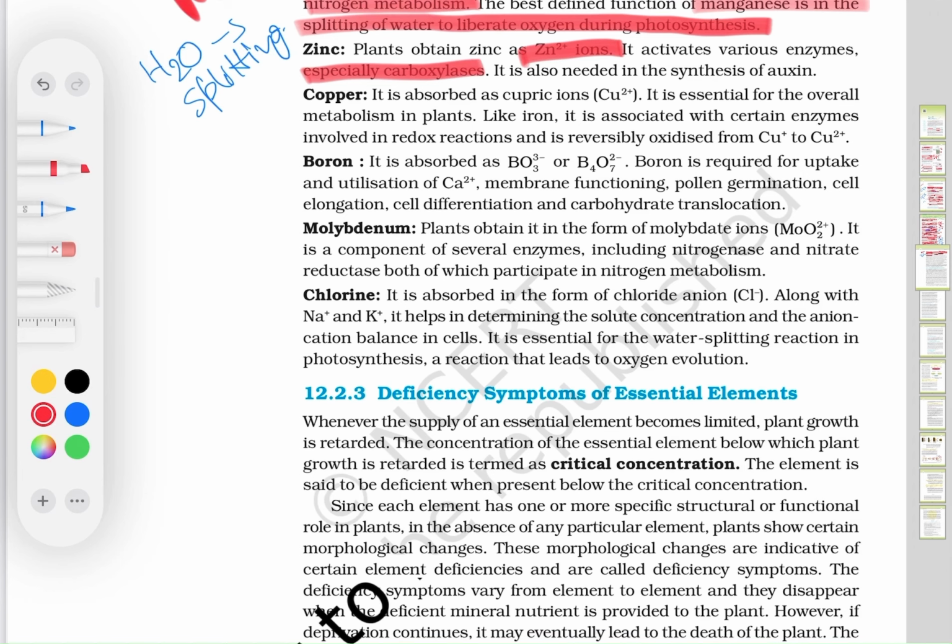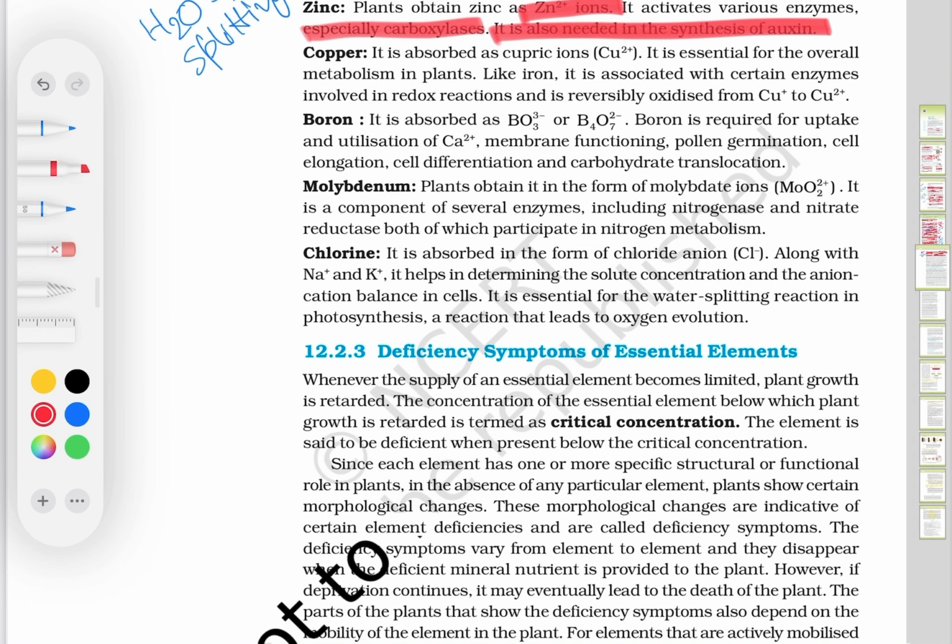Come to copper. It is absorbed as cupric ion, Cu2+. It is essential for overall metabolism in plants, like iron. It is associated with certain enzymes involved in redox reactions and is reversibly oxidized from Cu+ to Cu2+.